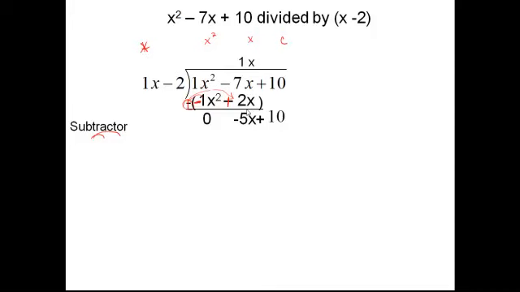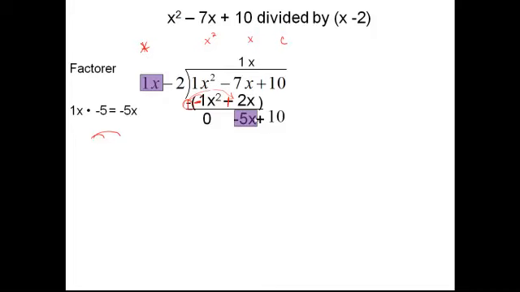Alright, repeat. We're back to the factor. So just like in the long division with numbers, now you're going to look at this and you're going to ask yourself, how many times does 1x go into negative 5x? So factor, you're up again. What's that other little piece? 1x times what is equal to negative 5x?